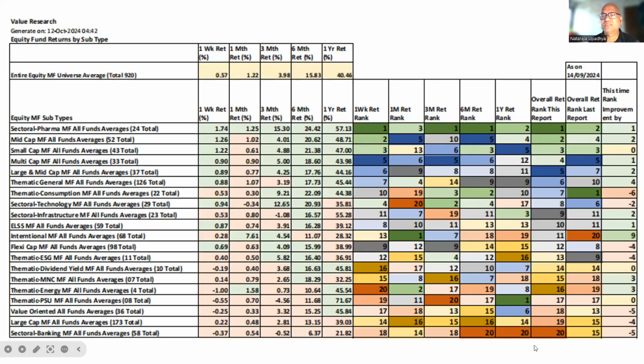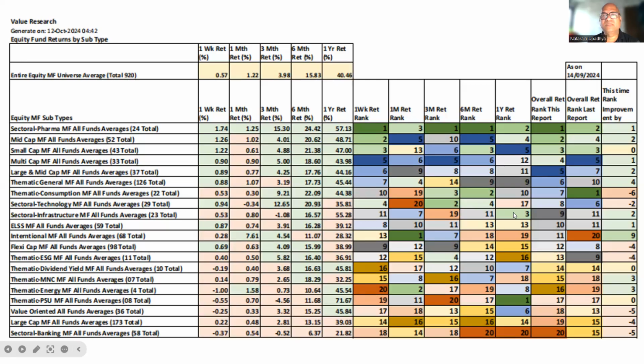For 1 year return, number one position remains with the thematic PSU funds, though they are lagging big time. You can see weekly basis 19th, monthly basis 11th, 3 months basis 20th, 6 months basis 17th. So this is the old glory of PSU funds. Be careful, that old glory is not reflected in the last 6 months. Be very careful here, the good times have not returned. Second position is still pharma, we know that.